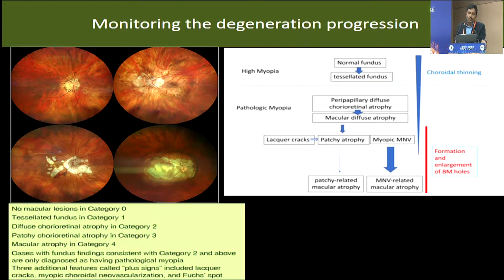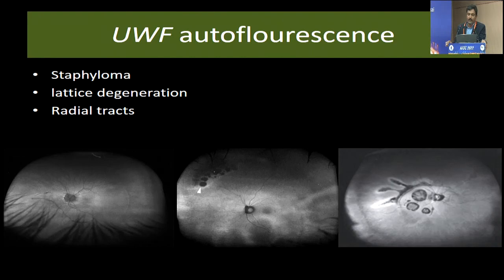If you look at the monitoring of degeneration progression in myopia, it starts with a tessellated fundus and ultimately ends up with an end stage myopic chorioretinal atrophy, and there is a gradual choroidal thinning also. If you leave apart the first picture, the rest of the 3 fit into what is called pathological myopia. The first one probably could be called simple myopia.